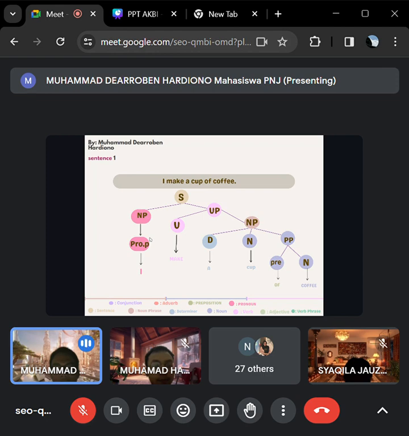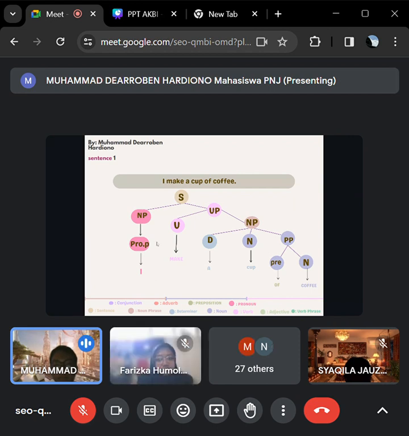The verb used is make, which belongs to the action verb category. The element of second noun phrase consists of determiner, noun, and preposition phrase. The determiner used is a, and a is an article. The first noun is cup, which is a single common noun, and the preposition used is of, and the last one, the second noun is coffee, which is also a single common noun.